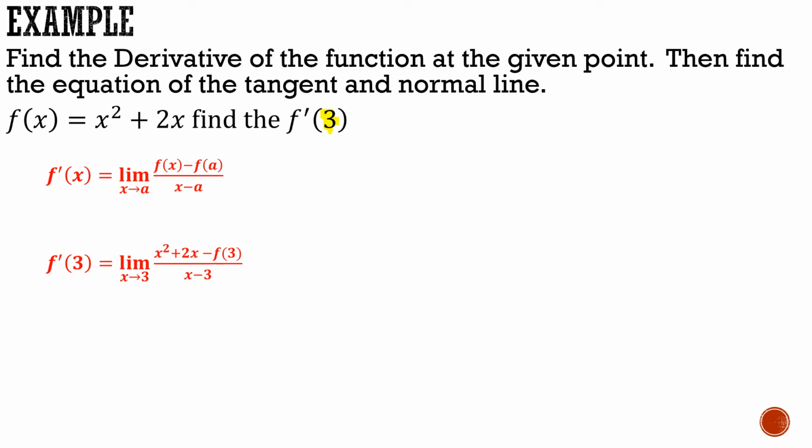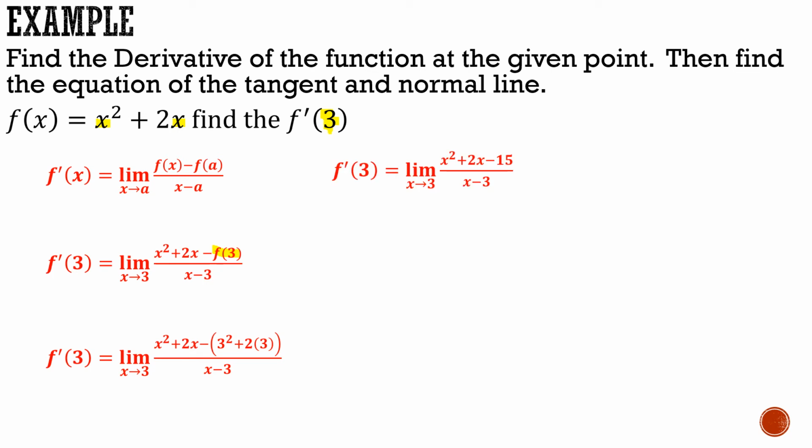Now, f of 3, we need to figure that out, but all I have to do to find out what f of 3 is is plug that into my function everywhere I see an x. So f of 3 would be 3 squared plus 2 times 3. Now, simplifying this expression, I would get the limit as x approaches 3 of x squared plus 2x. And again, this piece inside, this f of 3 simplifies to 15. So I get x squared plus 2x minus 15.